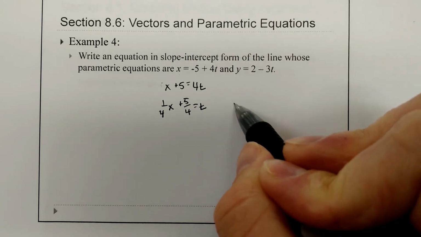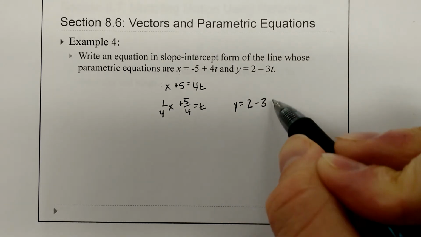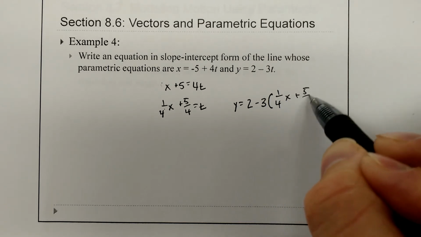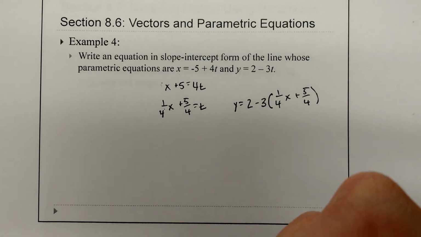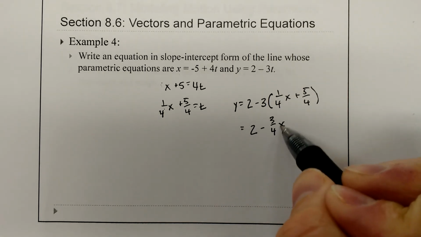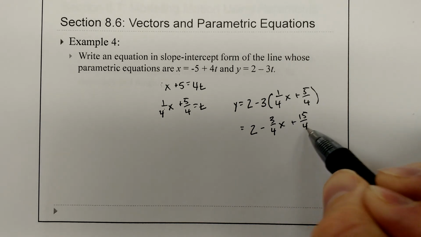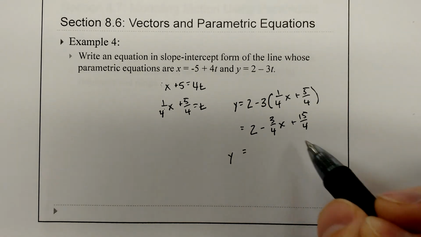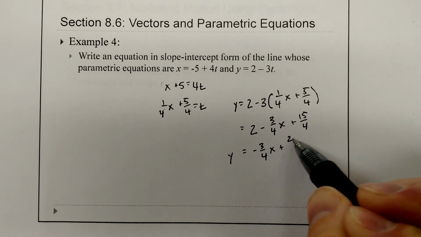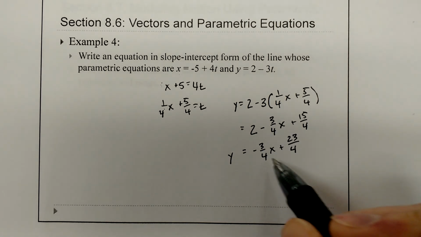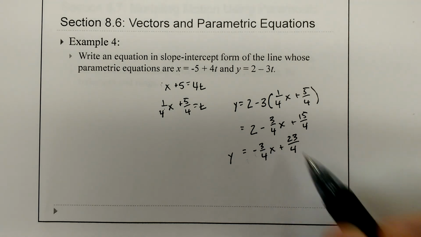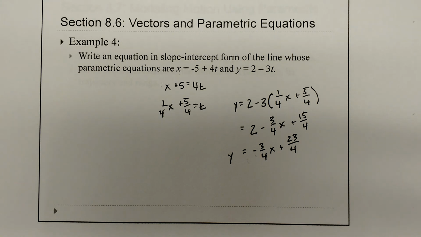And then what I'm going to do is take my y equals equation, and instead of t, I'm going to substitute in what I solved for t being equal to. Then distribute, so y equals 2 minus 3/4 x minus 15/4, and combine like terms. So y equals -3/4 x plus 23/4. In slope-intercept form, which means y equals mx plus b, the x term comes first, and then the constant. And that's the end of 8.6.